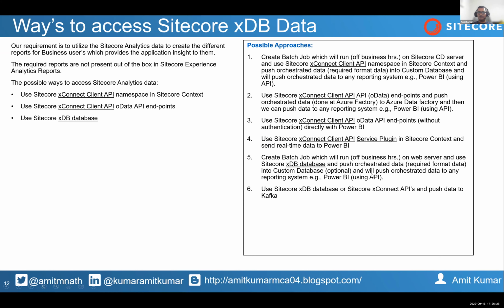And the fourth option is one more thing called the xConnect client service plugin, which I will be explaining in a further slide. And the fifth option is that you directly consume the xDB database and write custom code out of that, or you can push that data directly to Power BI. I will be covering that in one of the sections. And the sixth approach is that you use runtime data out of the Sitecore Experience Platform via the xConnect client API or a database, and push it to any message queue based system, which can later be utilized by any downstream system in your enterprise organization. That is also one of the ways.